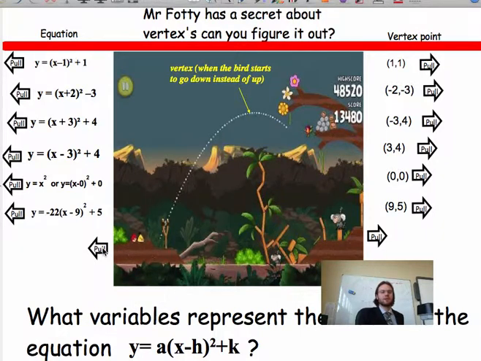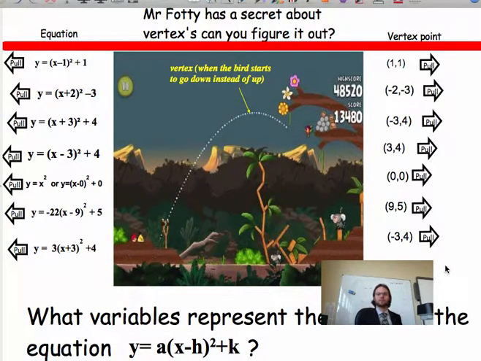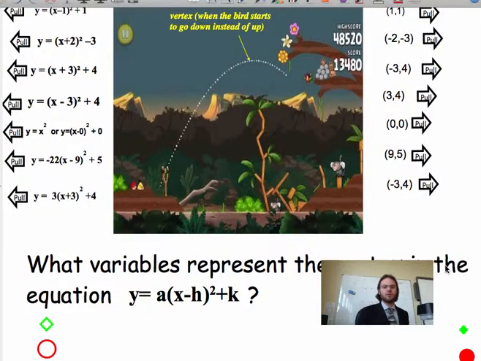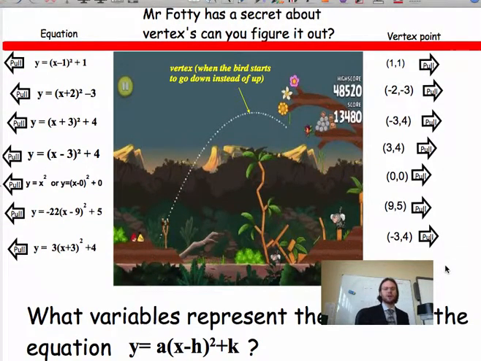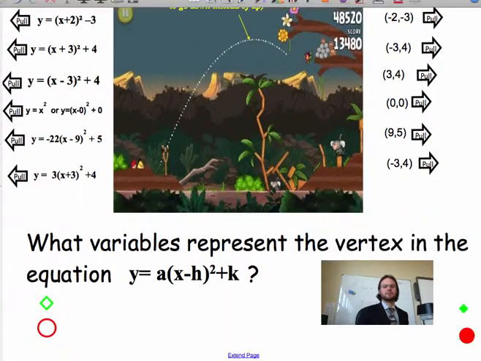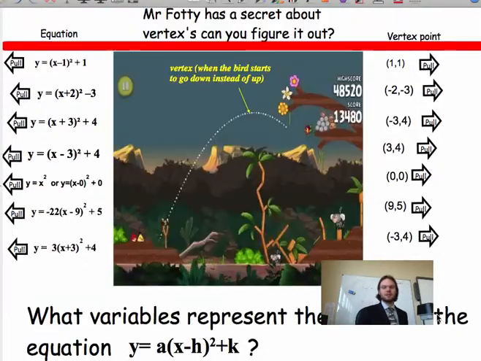Let's see. Now here's my last one. We have another vertex. This one has a different a, which is positive. How does it affect it? Interesting. So, can you figure out what my secret is about the vertex? I want you to pause right now and see if you could write down how you think this equation relates to the vertex. Okay, let's see if you have this right.